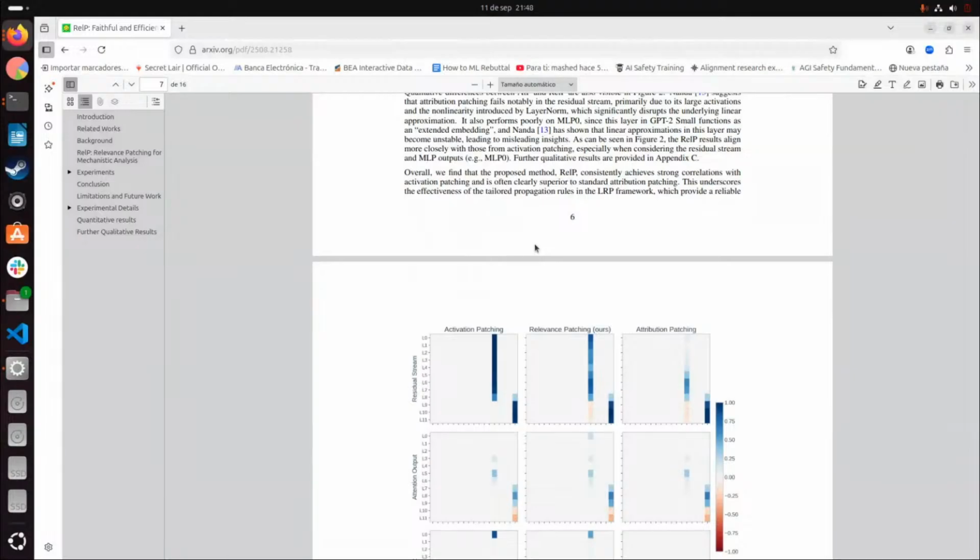Well, we find that the proposed method consistently achieves strong correlations with activation patching and is often clearly superior to the standard activation patching. This underscores the effectiveness of the tiny proportion rules.